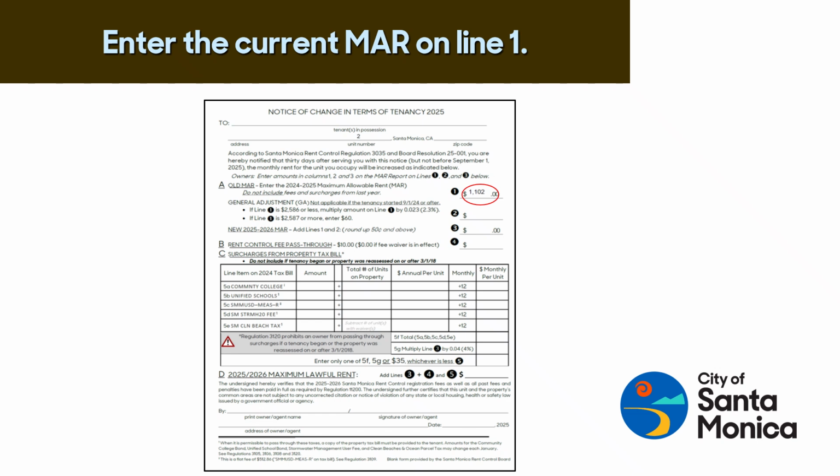Remember, the old MAR is not what you are collecting now. It will not include the registration fees and surcharges. Those will be added back again later. As an example, we will enter the old MAR of 1,102 for Unit 2. That was on the column that is numbered 1 at the top on the sample MAR report.